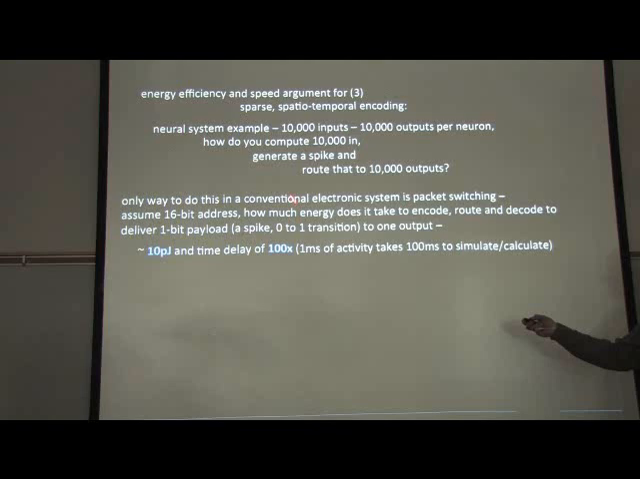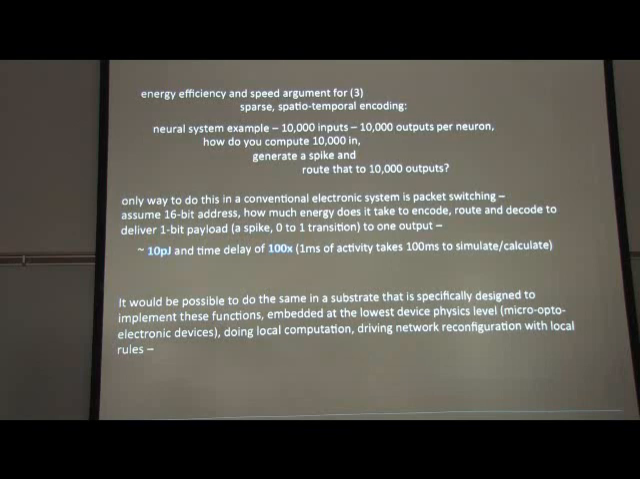And it's about 100 times slower than real time. So if your neuron spiking time scale is on the order of 1 millisecond, all the overhead that you have to account for slows it down by 100x. So 100 milliseconds is needed to simulate 1 millisecond of real biological neural network activity. So it would be possible to do exactly that same function in an electronic and optoelectronic substrate that does that collection of 10,000 inputs, computation of whether to produce a spike or not, and then deliver it to the 10,000 outputs.